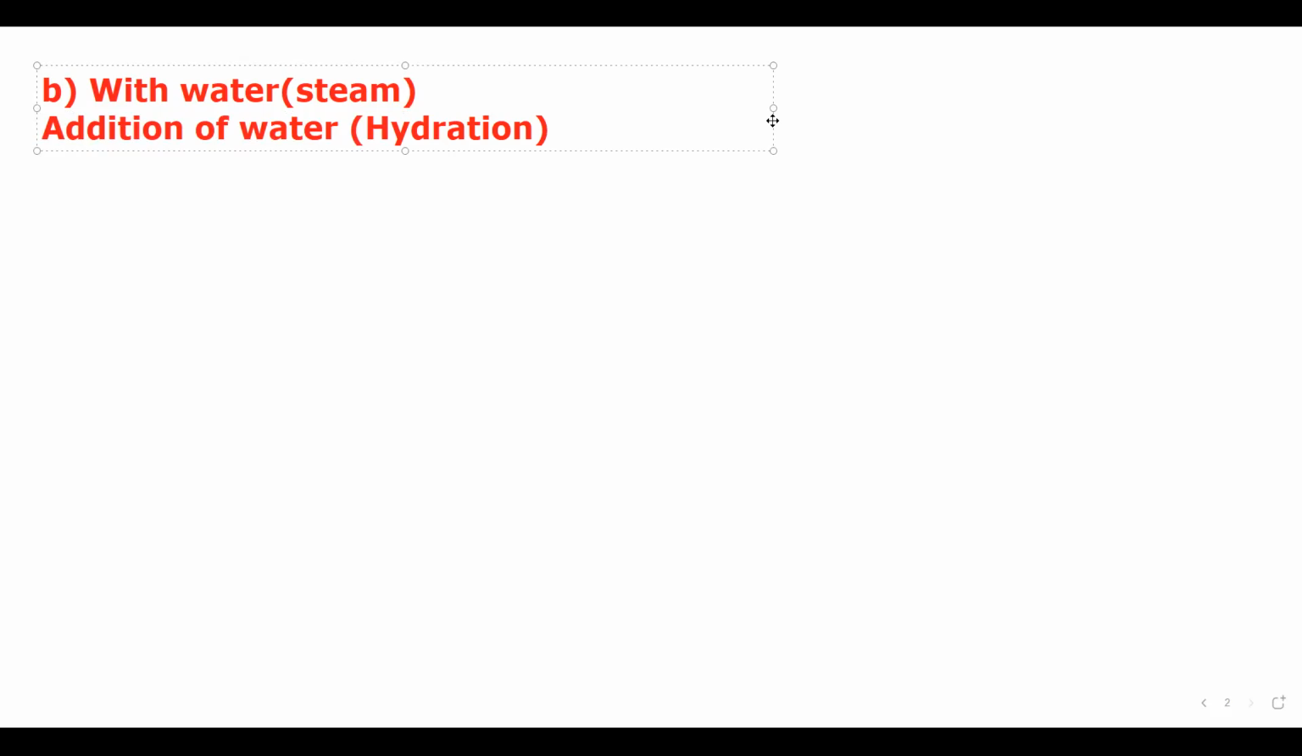So with water, whenever we add water or steam to this alkene, it will produce alcohol. So remember the general equation: alkene plus steam or water will give alcohol.